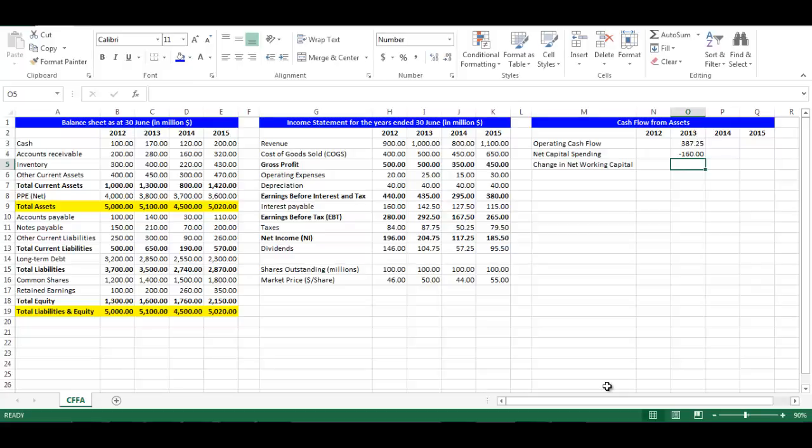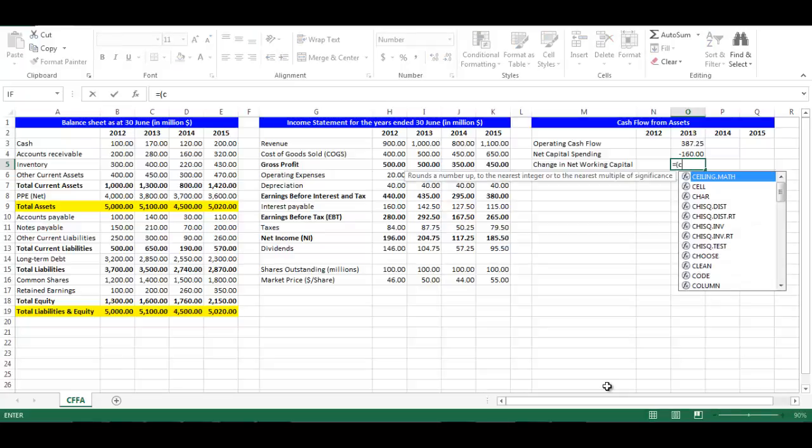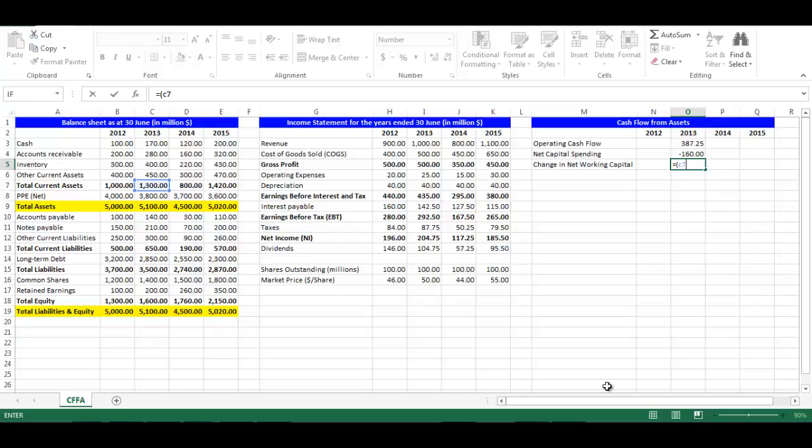In cell O5, write equal open bracket. Write C7, which refers to total current assets in 2013, minus C13, which refers to total current liabilities in 2013. Close bracket. Minus open bracket. Write B7, which refers to total current assets in 2012, minus B13, which refers to total current liabilities in 2012. Close bracket. Press Enter.